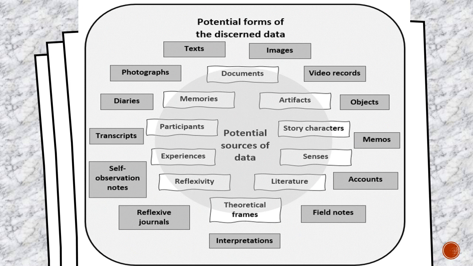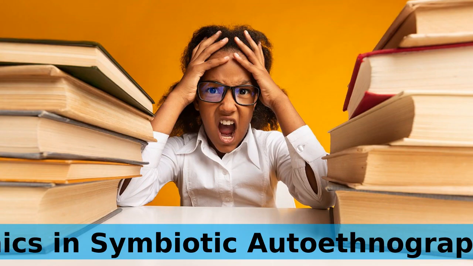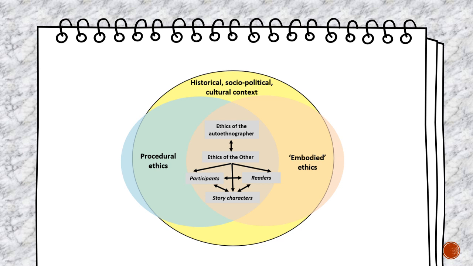And finally, I think I've got sufficient time to talk to you about ethics. I think this is one of the most challenging parts of autoethnographic writing, because so many people come to me in hysterics, saying, how do I pass ethical approval, ethical application, because it's almost impossible. So let's discuss here a symbiotic approach to the issues of ethics. And I suggest also some practical steps to help autoethnographers address some of the key issues.